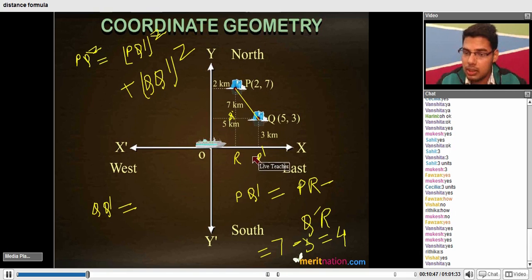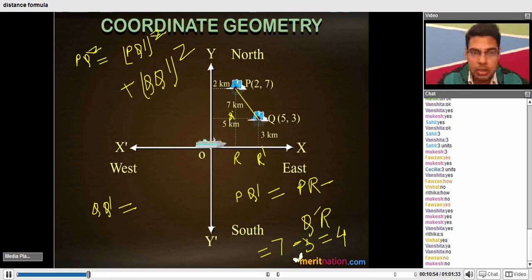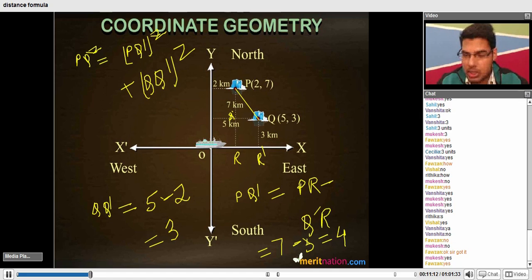Any doubt in this? So this is how we find PQ dash and QQ dash. Right? So can I now say QQ dash is nothing but 5 minus 2 equals 3? Yes? 5 minus 2 equals 3. All of you agree? Now, can we directly find the distance PQ? So can we directly find the distance?